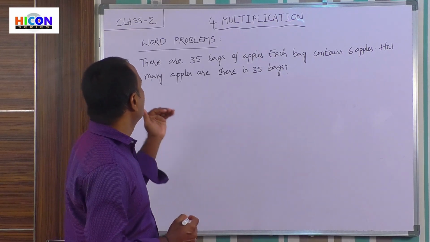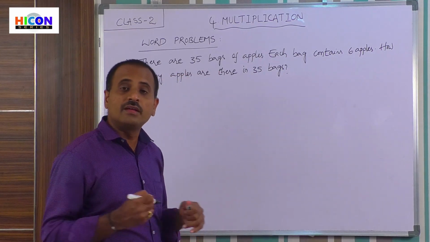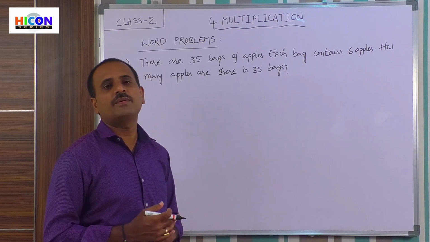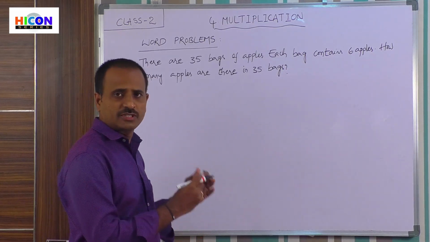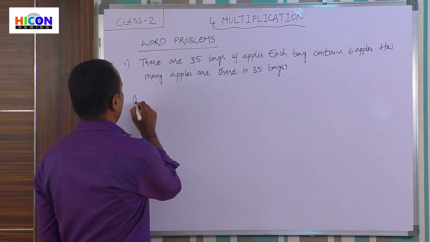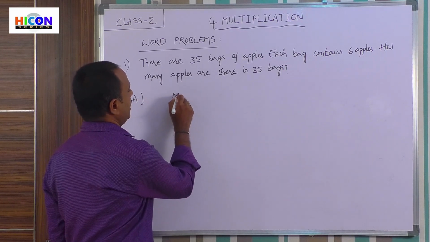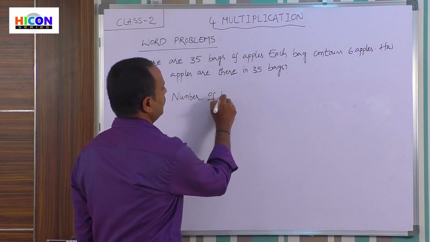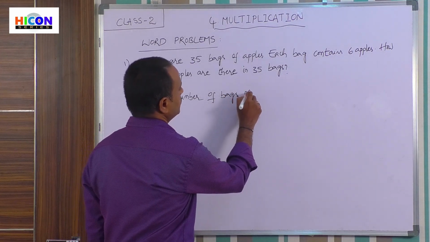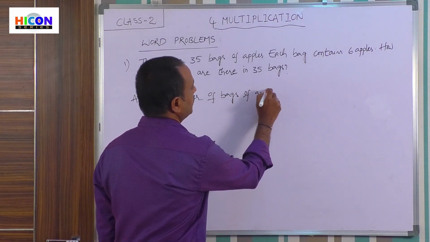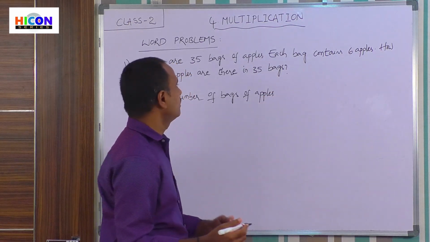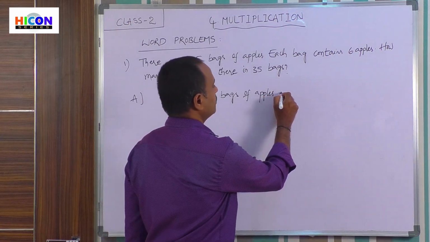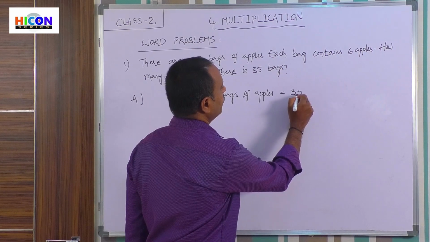So children, how many bags of apples are there? There are 35 bags of apples. So write the first step as number of bags of apples. Children, how many bags of apples are there? There are total 35 bags. So that is equal to 35.